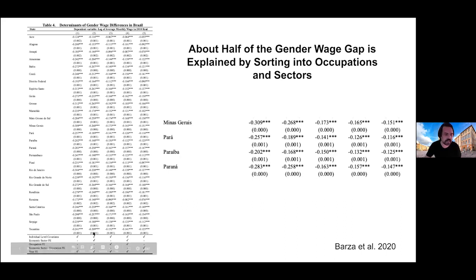But as you start adding controls, for example, for the economic sector, or for economic sector and occupation, these gaps reduce. So about 40 to 50% reduction. Here you see, let's zoom in. So you look at Minas Gerais, that's a large state, there is a gap of $1 to 70 cents when you only control for individual level covariates. But when you control for the sectors and the activities that people are performing within those sectors, you go down to a $1 to 85 cents type of gap.